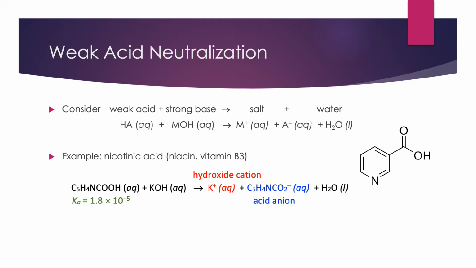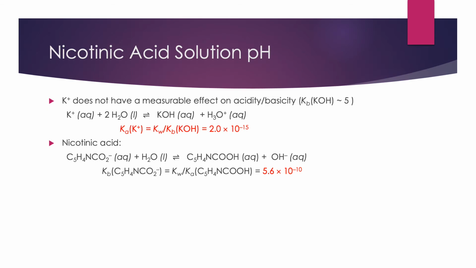So when these two react together, you will have potassium ions, which are the cation from the hydroxide, and the nicotinate ions, which are the conjugate base of nicotinic acid. And we'll have water. That's what's produced in this reaction. So what we'll want to know is something about the properties of the K+ and the nicotinate ion in terms of whether they show acid or base properties.